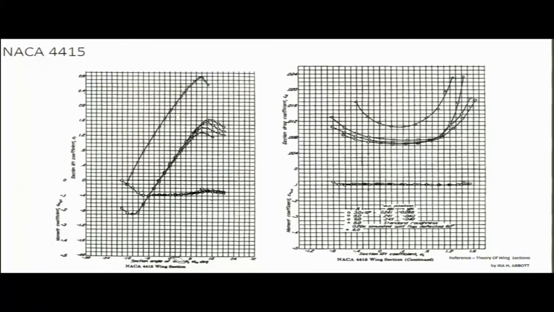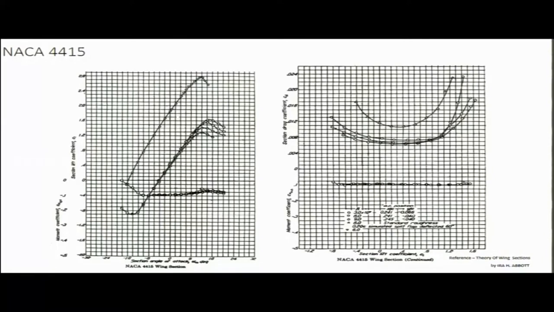It is again a 4 series airfoil. So, you can see here, this is the variation of CL, CM with alpha. And here to the right you have CL, CD, CM variation with CL, right. Here what will be the CL naught for this airfoil? CL naught of this airfoil is 0.4.